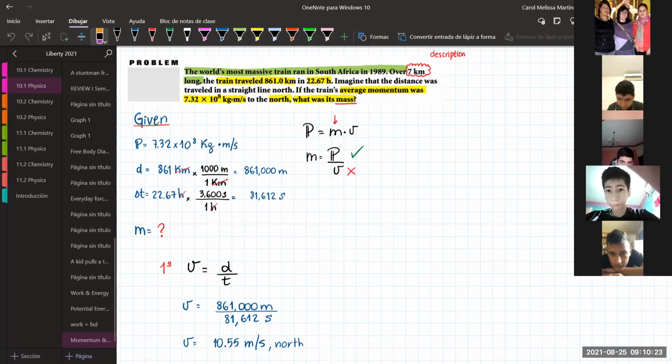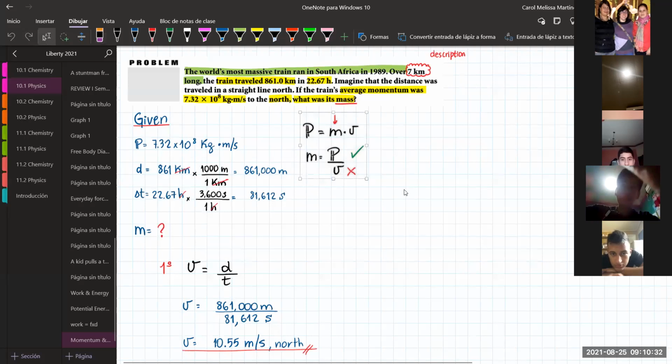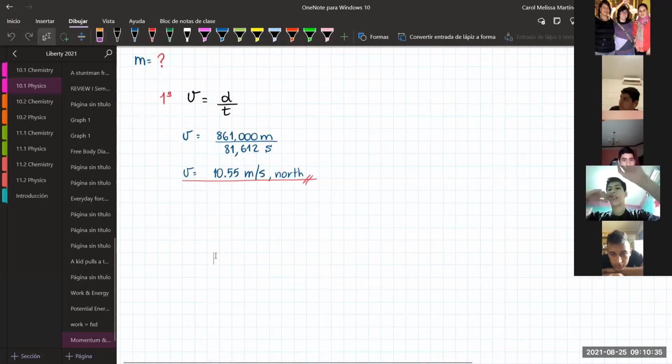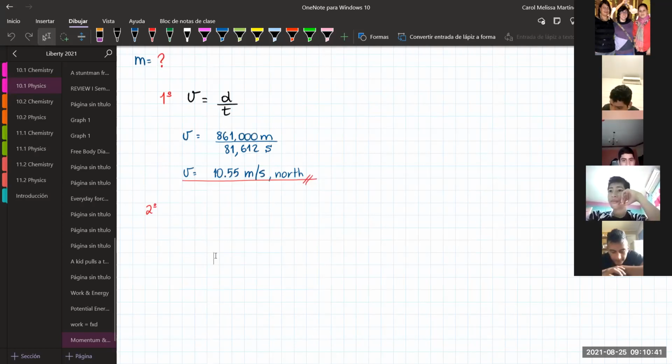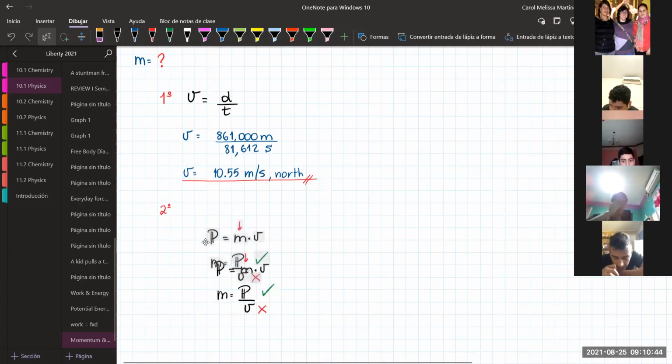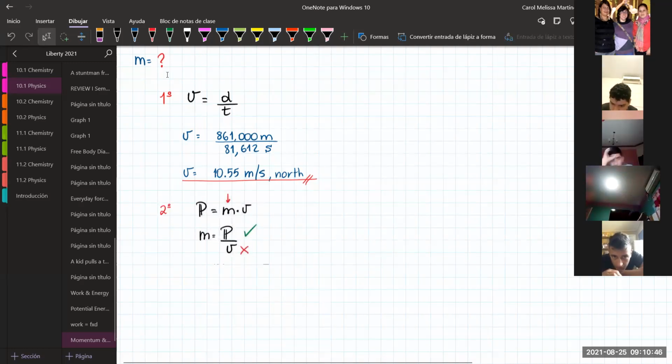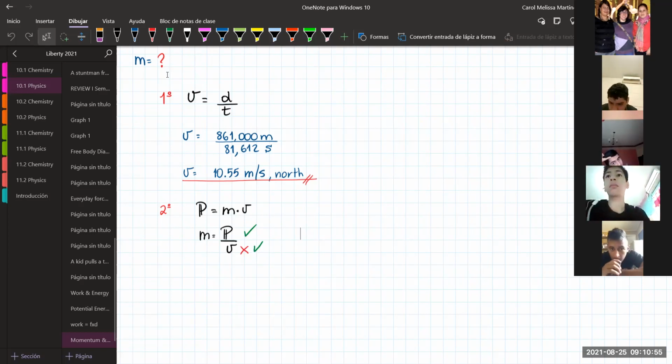Now that we have the velocity, we should be able to find the mass. So in this moment, I will find the mass by using this equation. This is going to be my step 2. Okay? In my step 2, from momentum, I isolate for the mass. I have the momentum, and now I have the velocity because I already got it. So all I need is, I just need to plug in the givens. So I say mass is equal to momentum.